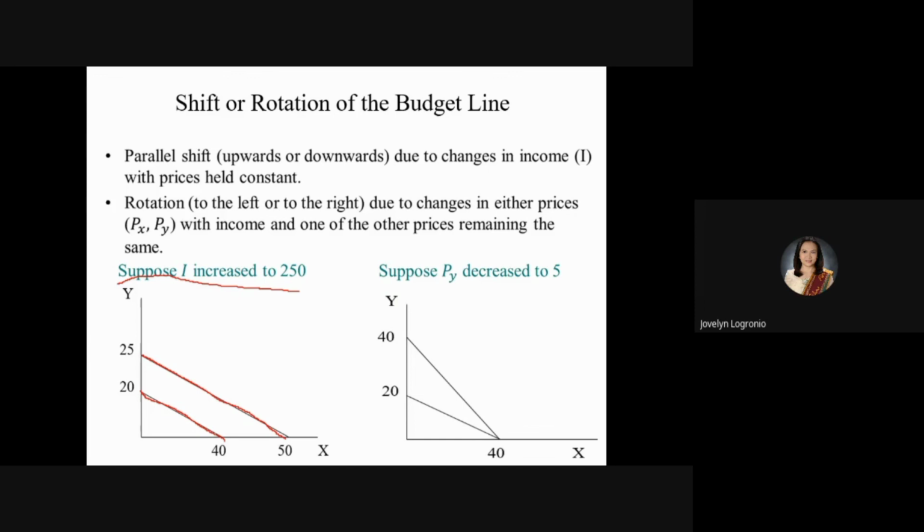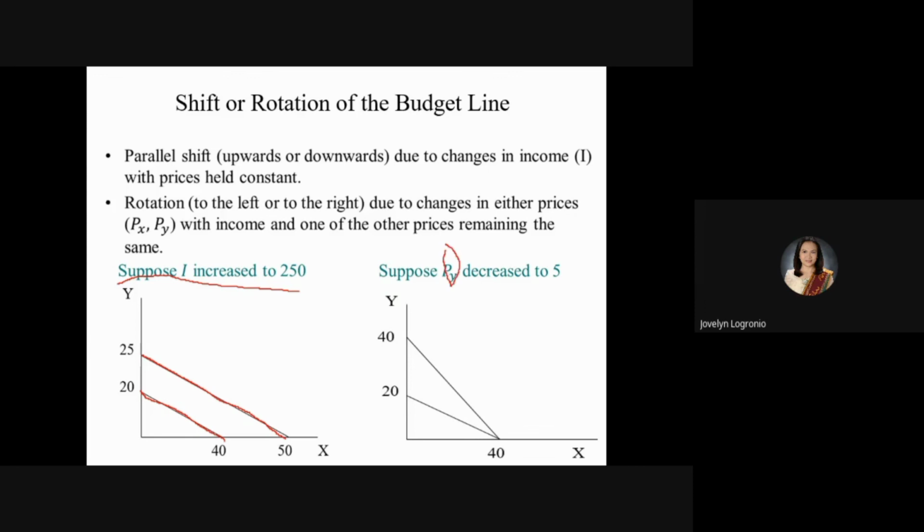If opposite yung situation, the income decreases, so the budget line will shift to the left. Then, the second diagram, ano nangyari dito? Shows that the budget line rotates. The second diagram shows a rotation of the budget line.